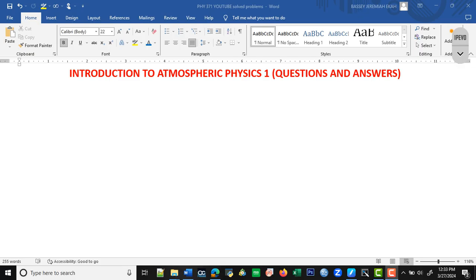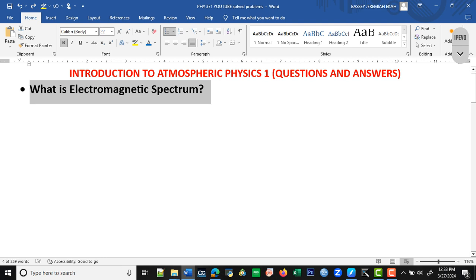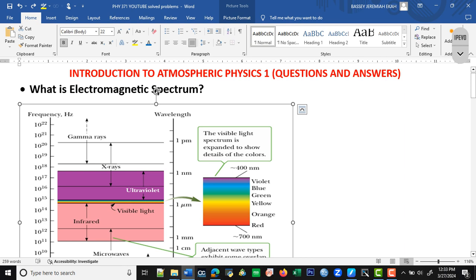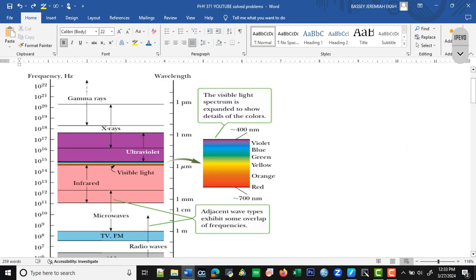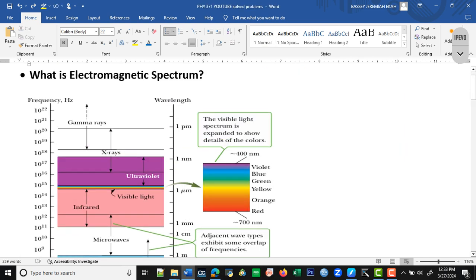In today's class, we are going to consider some questions and answers on atmospheric physics. And the first question says, what is the electromagnetic spectrum? Before I go straight to this answer, I would like us to take a look at a clearer picture of what the electromagnetic spectrum is all about.